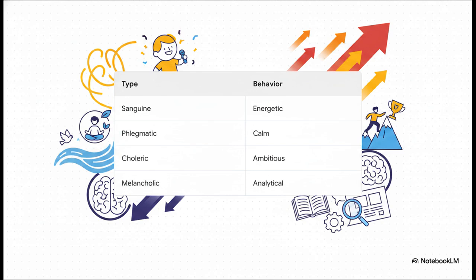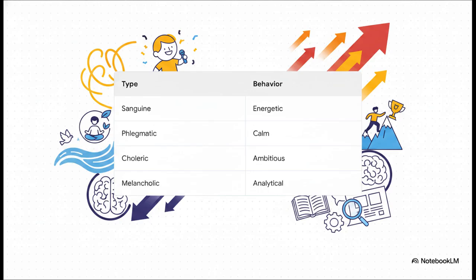First up, we have the sanguine temperament. These folks are highly energetic, social, and communicative. They just naturally draw people in. Next is phlegmatic. They're calm, peaceful, and consistent, often acting as the steady peacemaker and the diplomatic glue in any high-stress group. Then there's choleric.